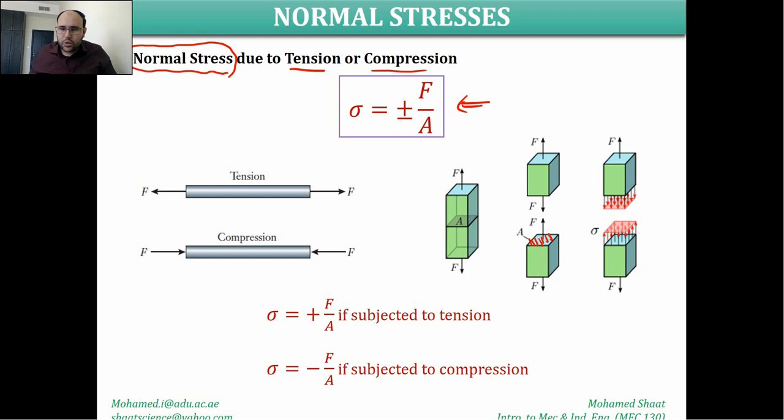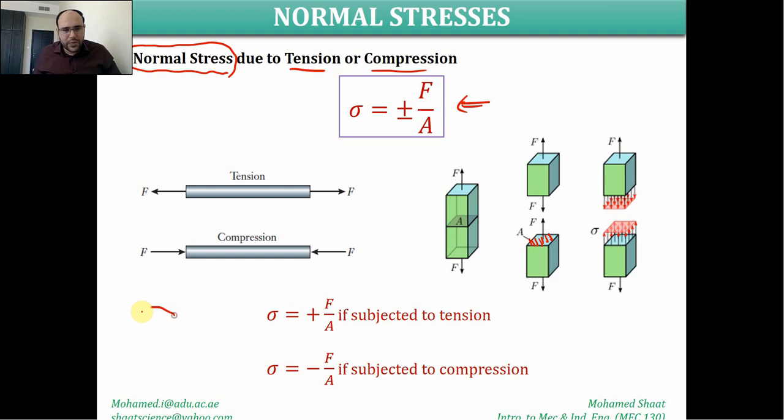So this force, as already shown here, is perpendicular to the surface, normal to the surface. That's why this force will produce a normal stress. Again, any force that is perpendicular to the surface will produce a stress. What is the type of this stress? It will be a normal stress. How can we calculate it? This normal stress sigma equals plus or minus, depending on whether the force is projected out of the surface, indicating tension, so it will be positive. But if this force is going into the surface, it will be compression.